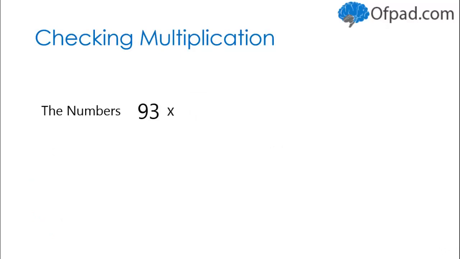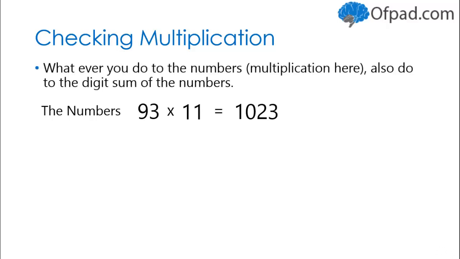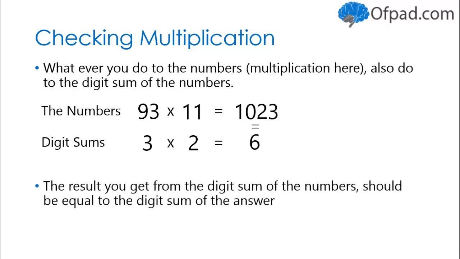Let us check if 93 multiplied by 11 is equal to 1023 without explicitly calculating it. Whatever you do to the numbers, also do to the digit sum of the numbers. Dropping 9 from 93, we get the digit sum of 93 as 3. Also adding the two digits of 11, we get the digit sum of 11 as 2. Multiplying 3 and 2, we get 6. The multiplication is correct because 6 is also the digit sum of 1023, which is got by adding 1 plus 0 plus 2 plus 3, which gives 6.